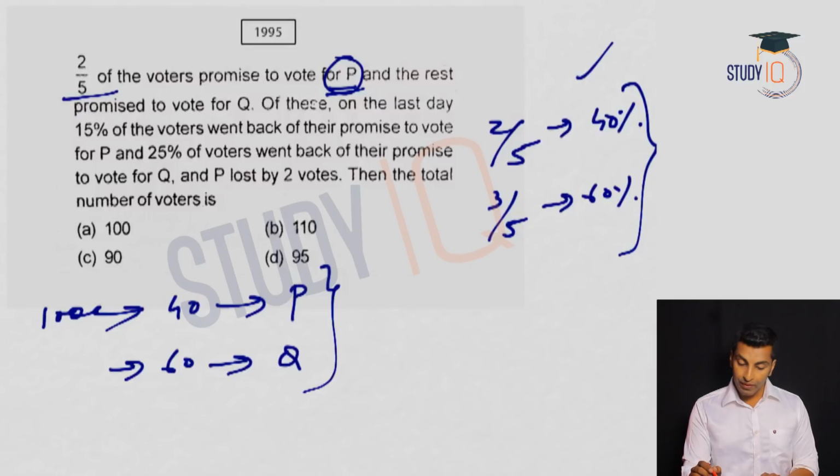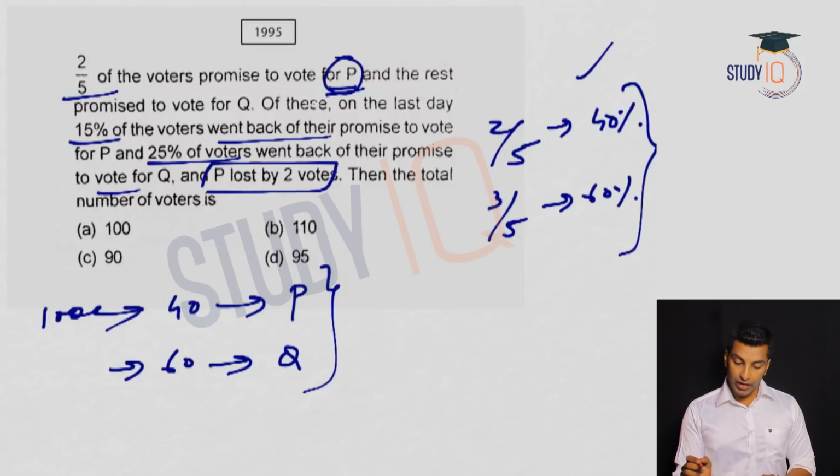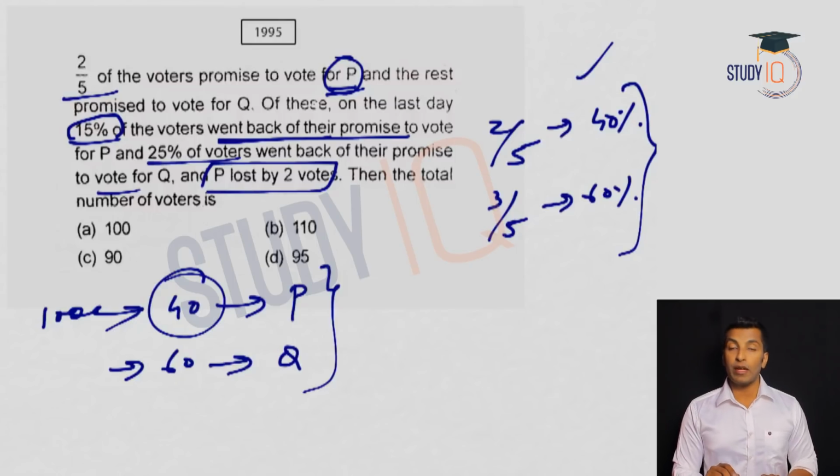But then what happened? On the last day, 15% of the voters went back on their promise to vote for P, and 25% of voters went back on their promise to vote for Q, and P lost by 2 votes. So what we need to do is, 15% of the voters went back on their promise to vote for P. So 40 is what promised to vote for P. So we need to see 15% of 40.